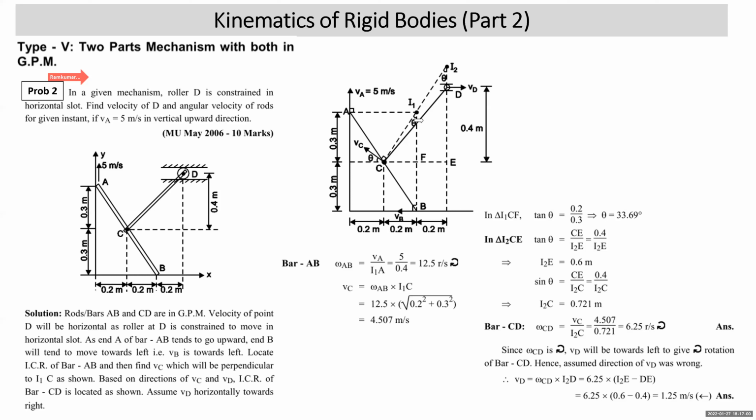After that, what about the direction of VB? Is it correct? Yes. Keep your pencil or pen at I1. Look at the direction of VB. Yes, it is giving clockwise rotation, so that means it's correct. But is he asking the velocity of point B? No. So we don't need to find it.